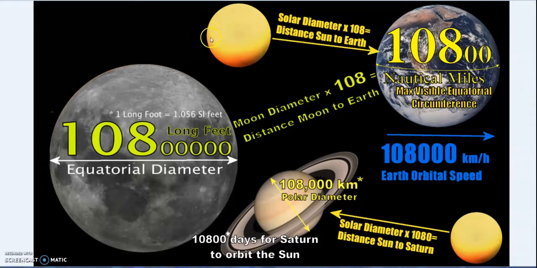And if I multiply the diameter of the Sun times 108, I get the distance from the Sun to the Earth. At its top speed, the orbital speed of the Earth, 108,000 kilometers per hour, which is the polar diameter of Saturn, again above 99.95, I think, percent. But because it's a gas planet, it's not clear cut where the edge is, and so it's essentially spot on. You could think of it that way.